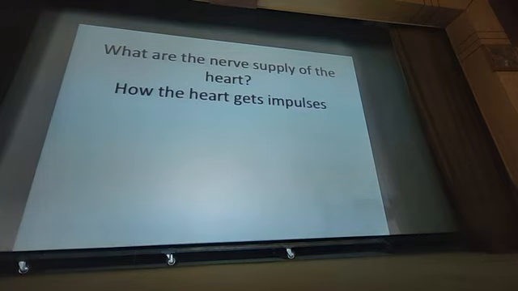Okay, I have a question for you. What is the nerve supply of the heart? Or we can also ask, does the heart have a nerve supply?